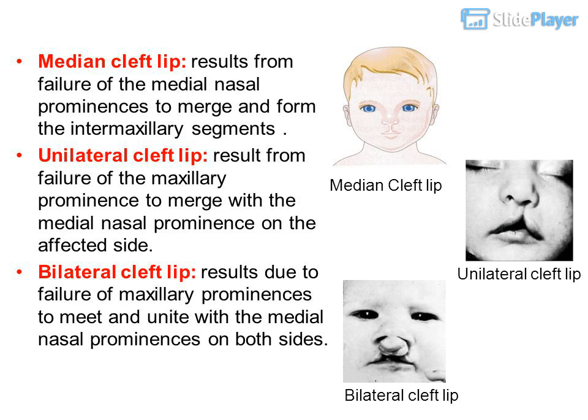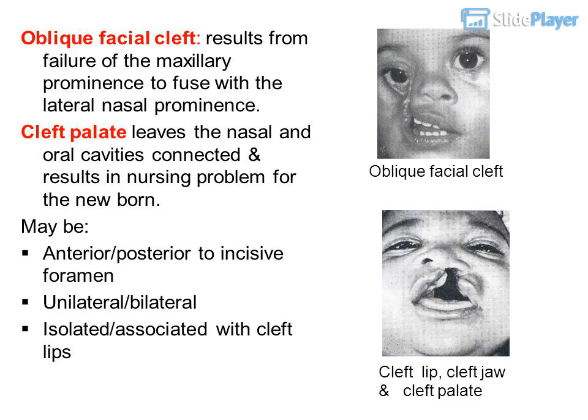Median cleft lip results from failure of the medial nasal prominences to merge and form the intermaxillary segment. Unilateral cleft lip results from failure of the maxillary prominence to merge with the medial nasal prominence on the affected side. Bilateral cleft lip results from failure of the maxillary prominences to meet and unite with the medial nasal prominences on both sides.